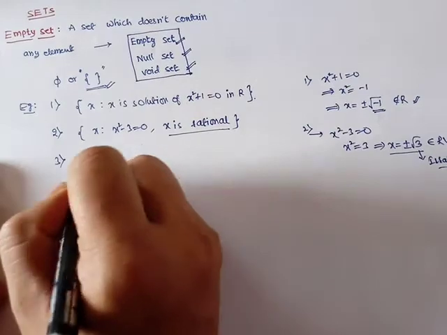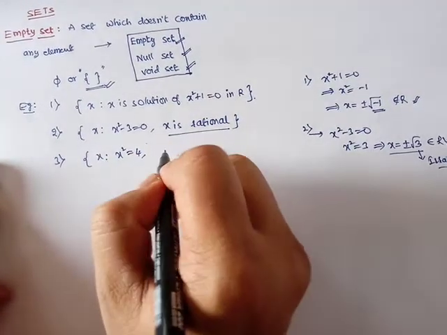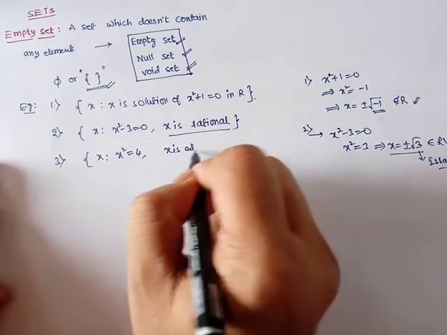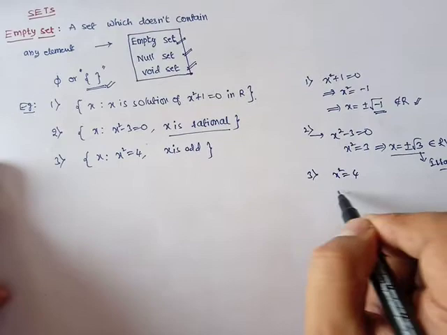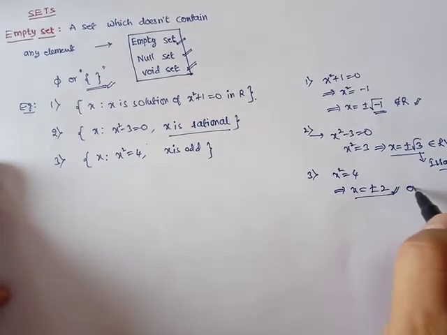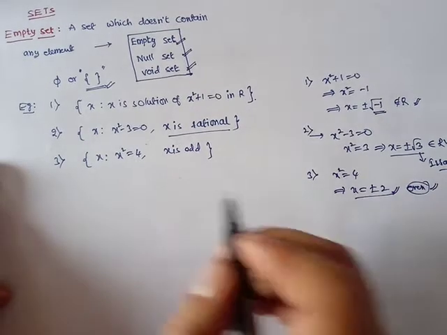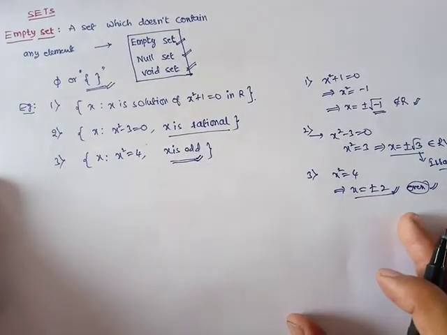And the third one: x such that x square is equal to 4 and x is an odd number. x square is equal to 4, then x is equal to plus or minus 2, so both are even numbers only, but it is asking for x to be an odd number, so it is also an empty set.